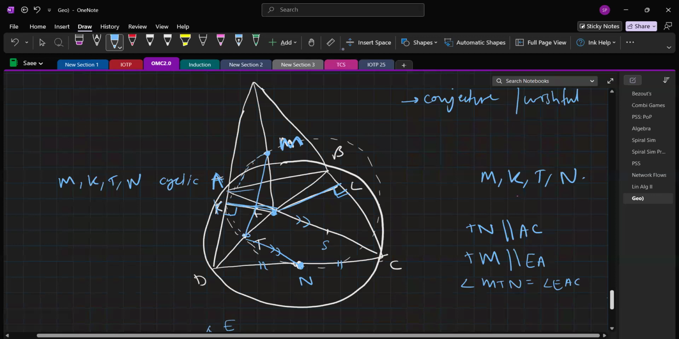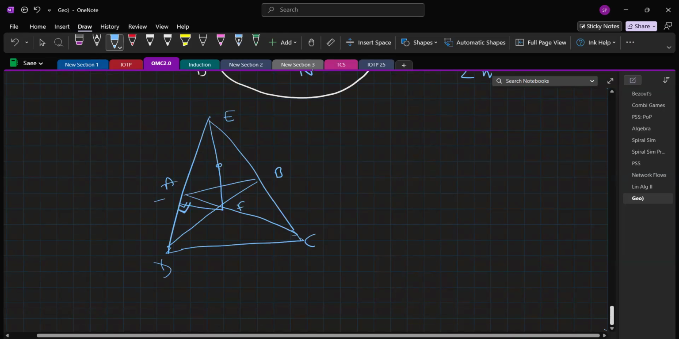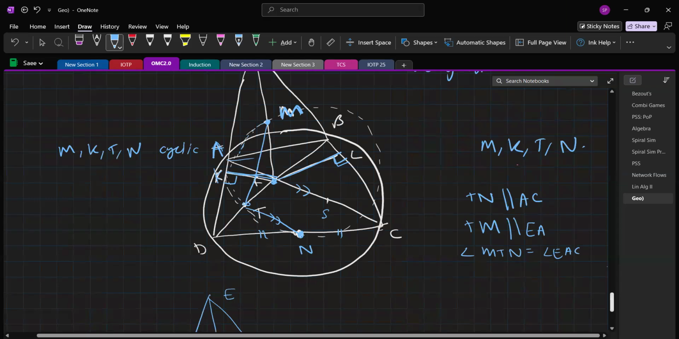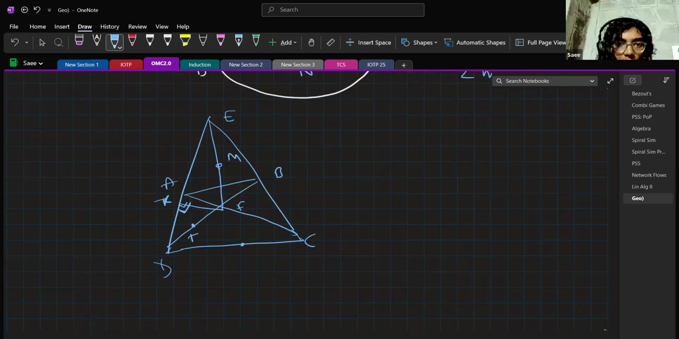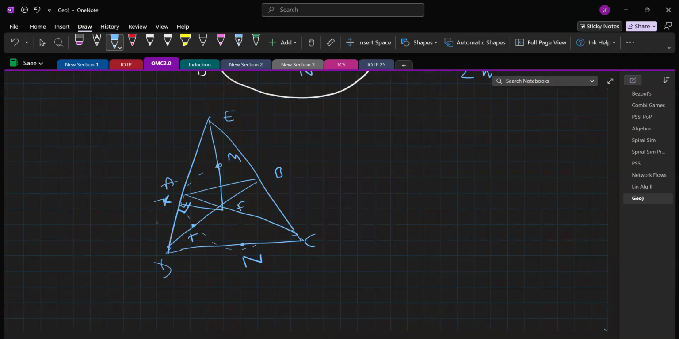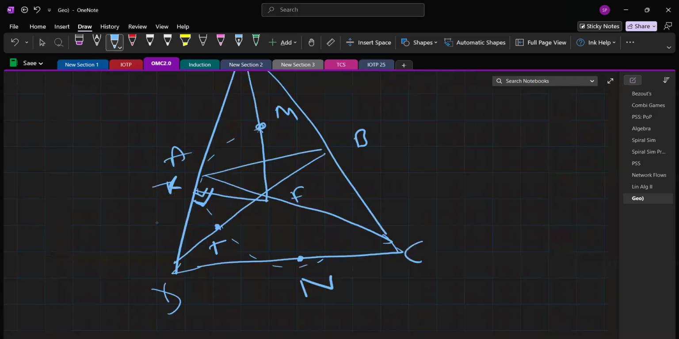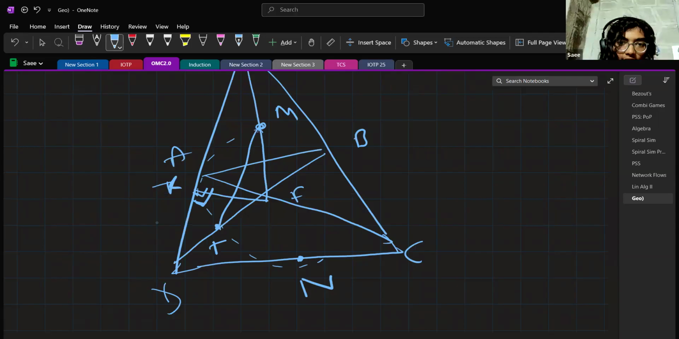So we are going to prove that if we look at this, M, K, T, and N, this midpoint is T, this midpoint is N. We are going to show that these are concyclic. That is our objective. We can find MTK. MTK is equal to DKT because MT is parallel to ED. Yes, you can find this angle.